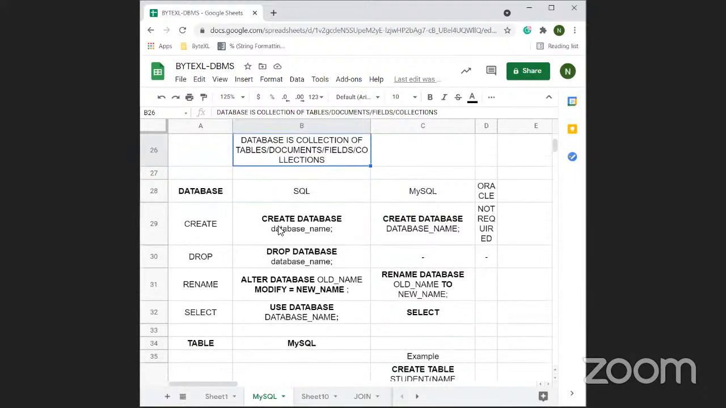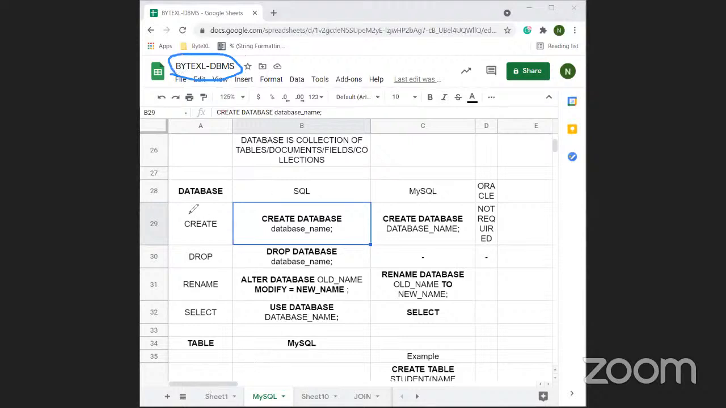So these are the keywords. If you want to create something, create database, give any name you want. To give you a best example, this ByteXL DBMS is the name of the Google Sheet, and these are the tables present in our Google Sheet. These are, when we want to compare it to the general DBMS structure.